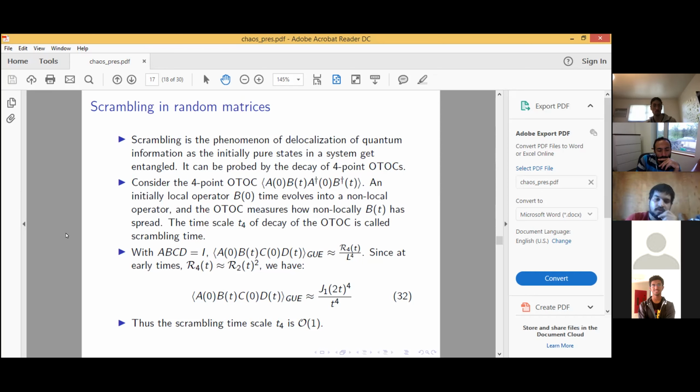When the product of these 4 operators is identity, then we had found that this 4-point correlator ensemble averaged over the GUE is approximately equal to R4 by L to the 4. So since at early times we can write R4 is approximately R2 squared, we have the following relation. So this 4-point correlator looks something like J1 to the 4 divided by T to the 4. And that would show us that the time scale for scrambling is also O(1).